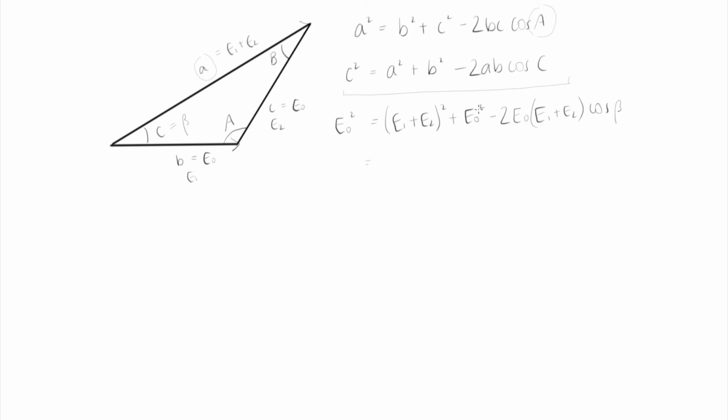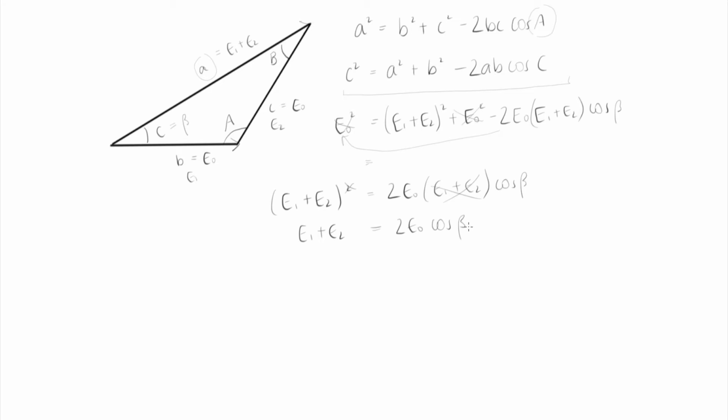So therefore, let's actually simplify this. We can cancel our E naught squareds, and then we'll move this completely over to the other side, and I'm just going to flip it around. So what I'm going to say is E1 plus E2 squared equals 2 E naught E1 plus E2 cos beta. Now, this cancels with this, therefore our resultant E1 plus E2 is equal to 2 E naught cos beta, and that's going to become really useful to know.